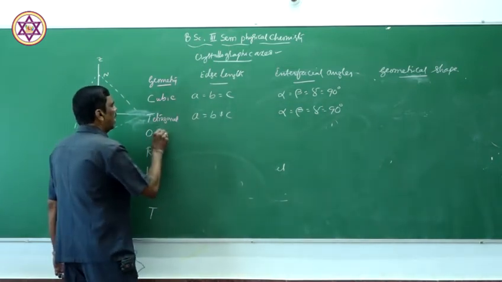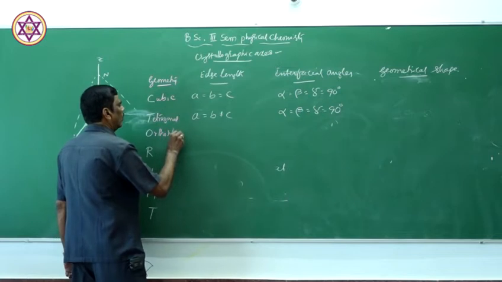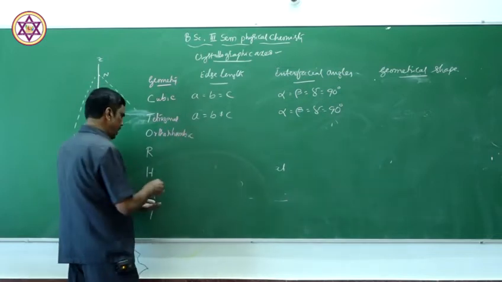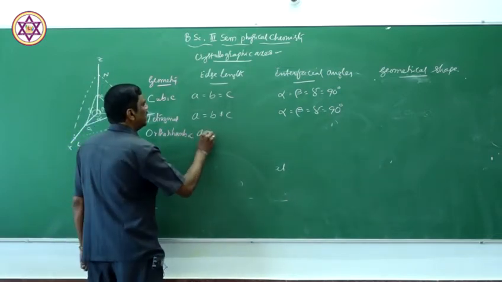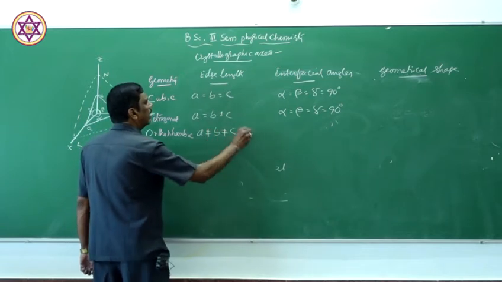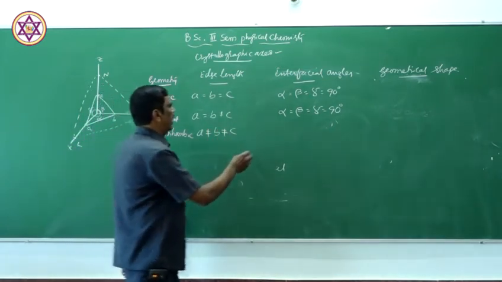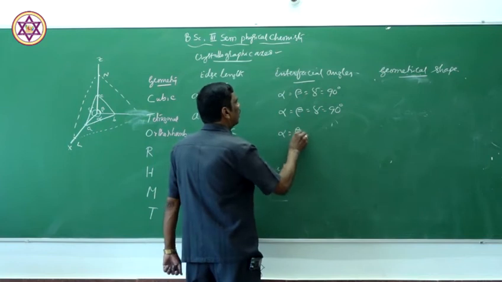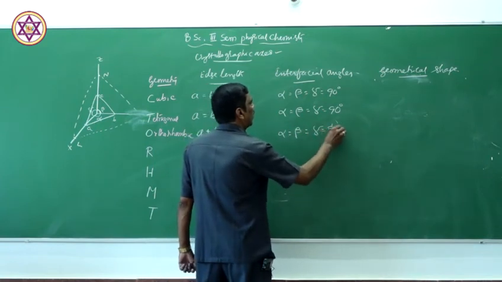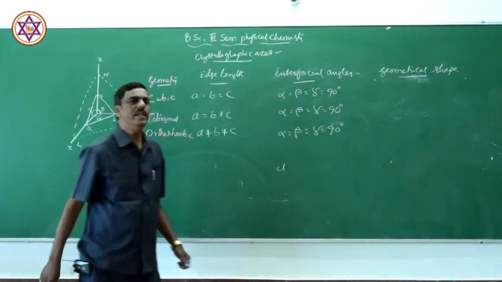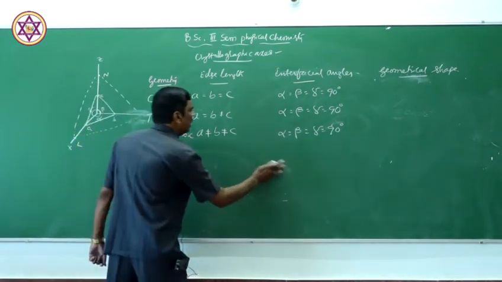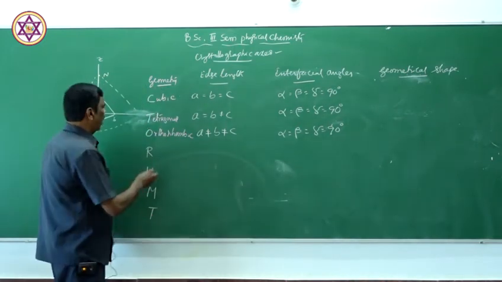Another one is orthorhombic. In this case, edge length A is not equal to B, not equal to C, whereas alpha is equal to beta is equal to gamma is equal to 90 degree. Another one is rhombohedral.